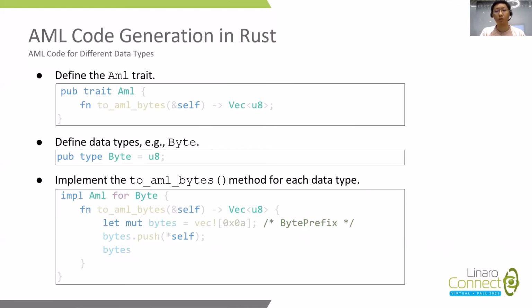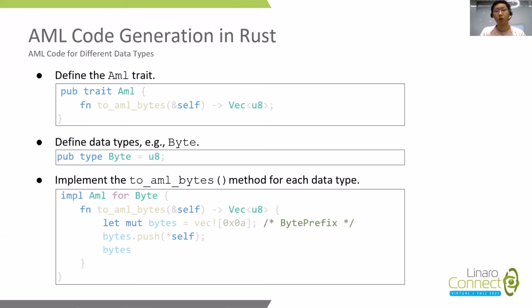Based on what we have just talked about, how can we generate the AML code in the Cloud Hypervisor project? It is known that the Cloud Hypervisor is written in Rust, which is a high-level general purpose programming language. A trait in the Rust language tells the Rust compiler about functionality a particular type has and can share with other types. We can firstly define the AML trait, which contains a method called to_aml_bytes, and then define the data types. Here, I only use the byte data type as an example.